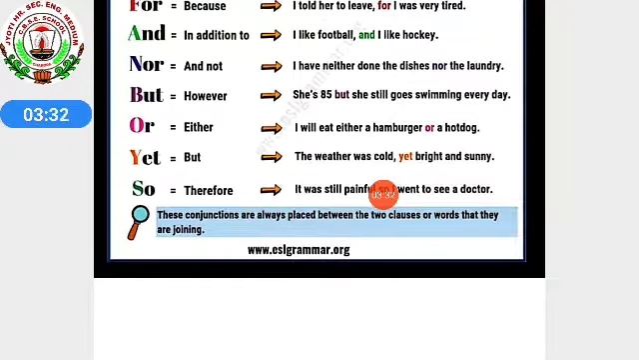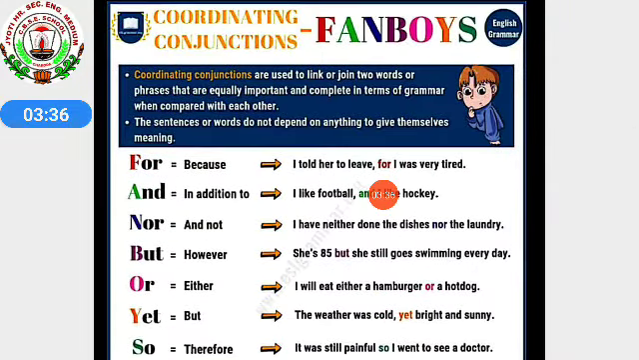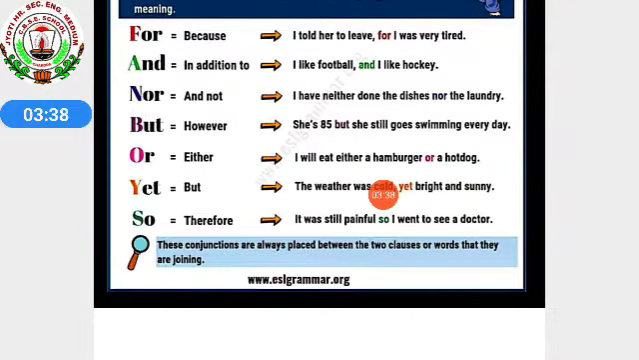These conjunctions are always placed between two clauses or words that they are joining. That's what I told you in the beginning also, that these conjunctions are always placed between two clauses or words that they are joining. It is not placed in front. Always it is placed between two clauses or words.